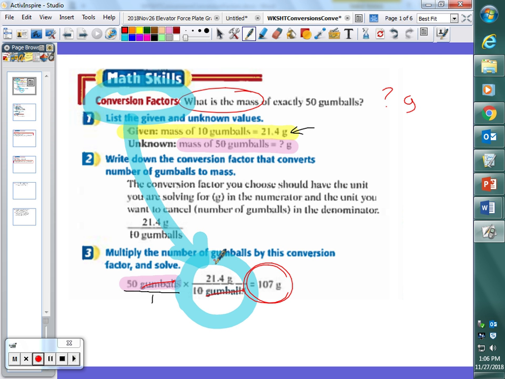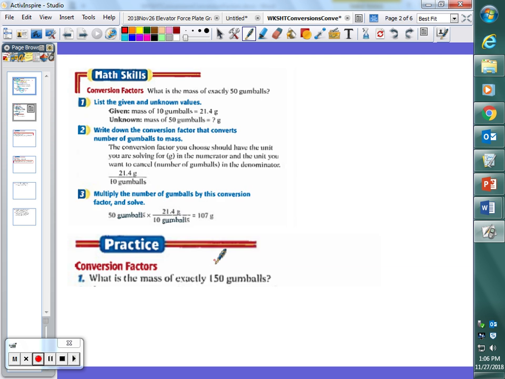Let's go through some examples, okay? All right. Building on the problem that we just did. These are the problems that show up on your sheet, directly underneath where it says practice conversion factors number 1. What is the mass of exactly 150 gumballs? Again, I know that a lot of you could probably do the problem just like this, but let's go through the process, okay?